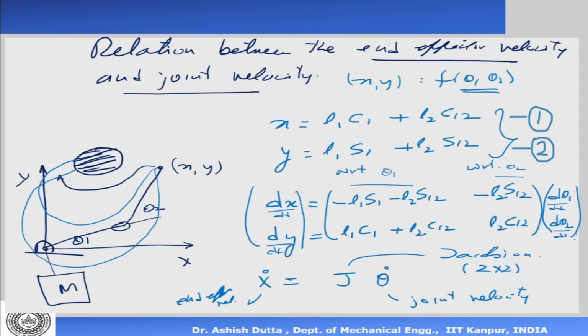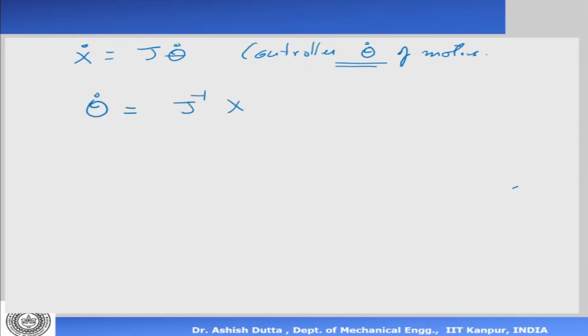Let's look at this relationship in a little bit more detail because it's very interesting and very important. So x dot is equal to J into theta dot. From the controller point of view, the controller would control theta dot of the motors. That is the one it controls. So for a given end effector velocity, the controller has to control the motor velocities. So what is more important is theta dot is equal to J inverse of x dot.